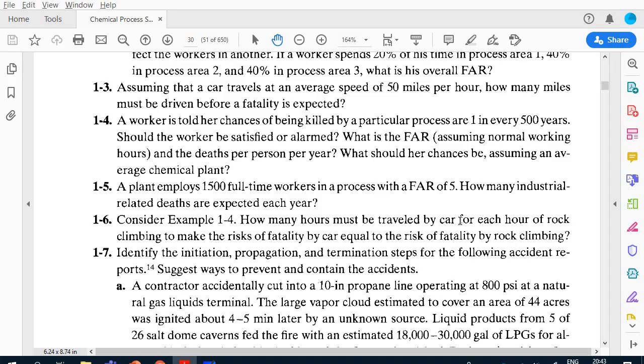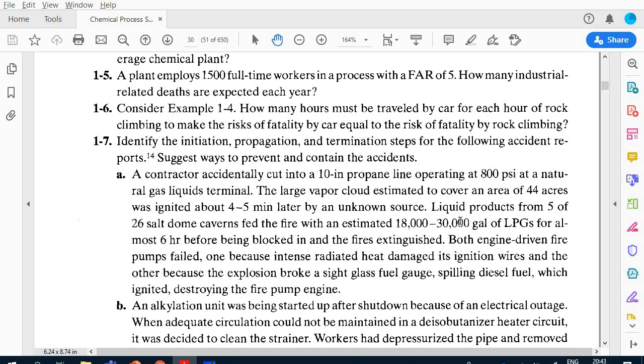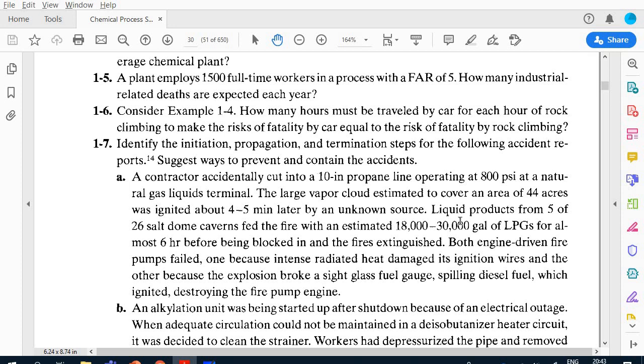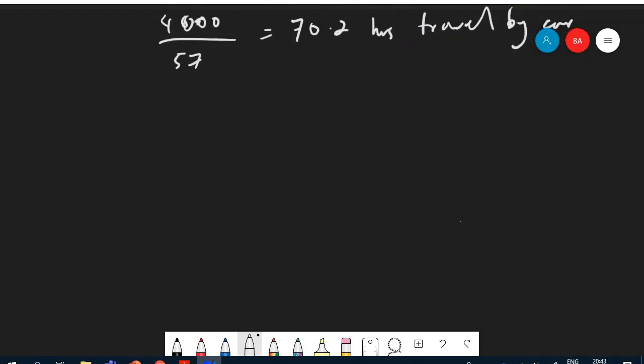Great. So that is 1.6. Now we have gone from 1.1 to 1.6. It was all about the FAR. However, now we are going to shift to a different kind of problem: solving 1.7, where we are going to go through the initiation, propagation and termination steps. So let's go ahead and solve this problem.